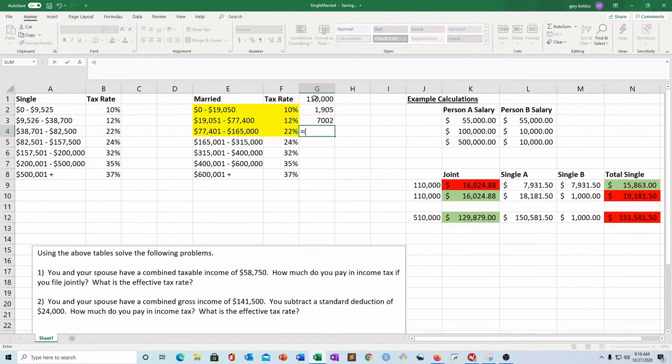So we take our total money, 110,000, minus, and then how much did we already get taxed on? We got taxed on $77,400. So how much we have minus how much we've already been taxed on, because I don't want to get taxed on that again, I'm taking it away. Times 0.22, because that's the percentage, the tax rate.